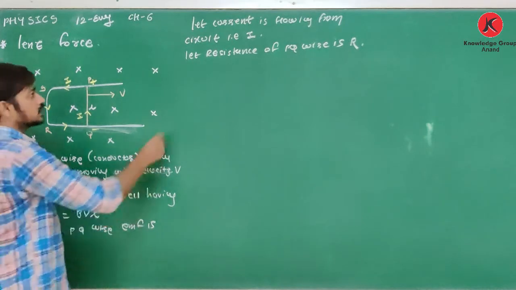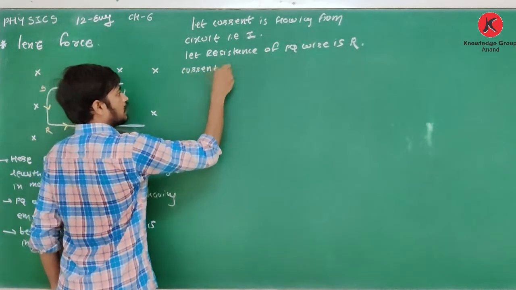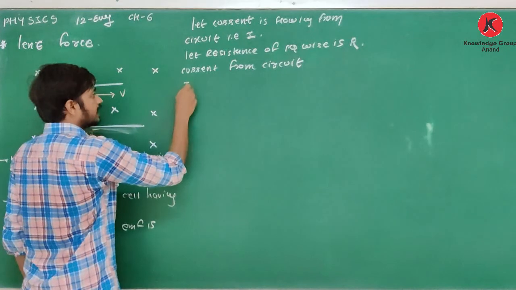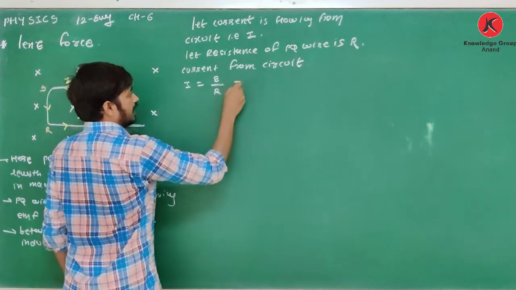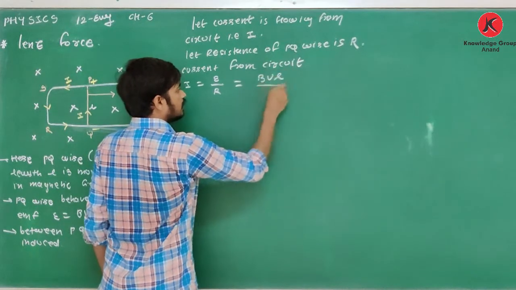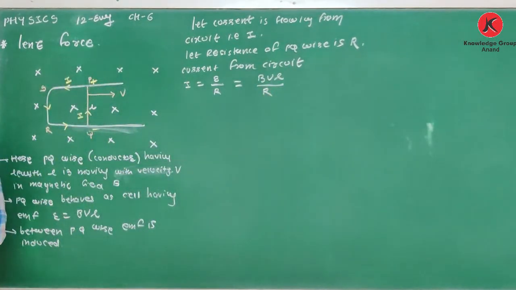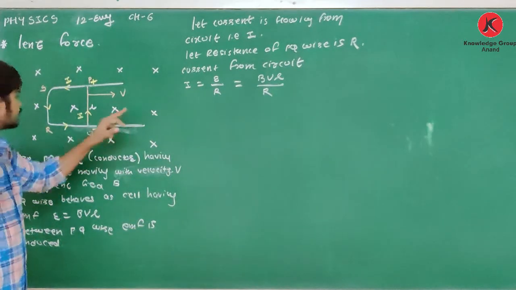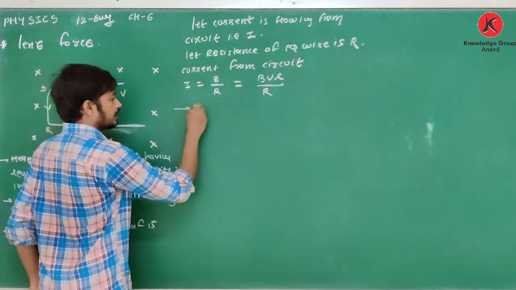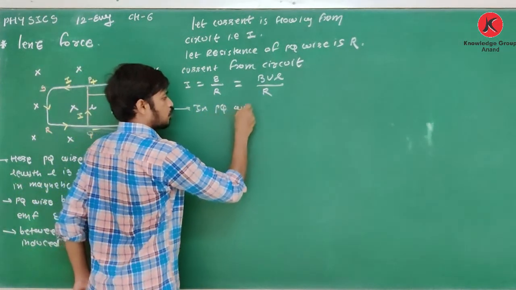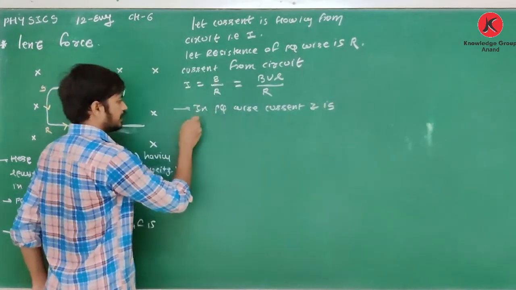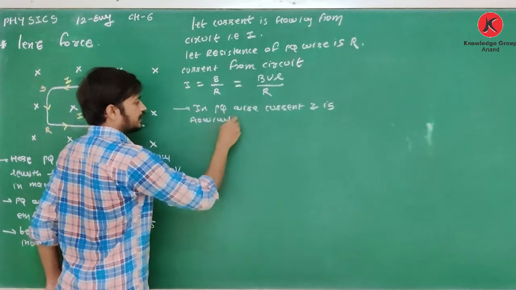It is BVL. So the current in the circuit is I equal to E upon R, that is, BVL upon R. So this is the equation of current. And from this PQ wire, current I is flowing.